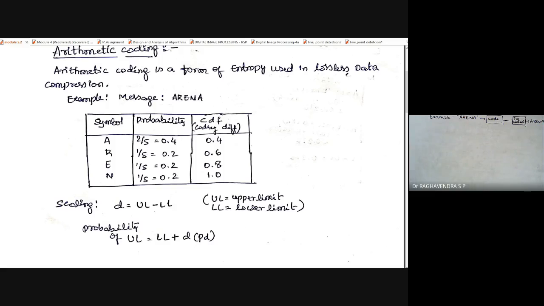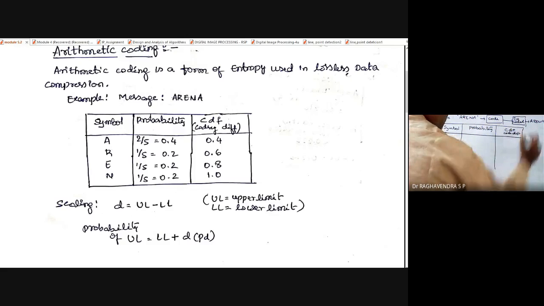Now, with all this, we start the problem. We have to take a table like this: symbol, probability, then CDF. CDF means cumulative distribution function. You need to draw the table.